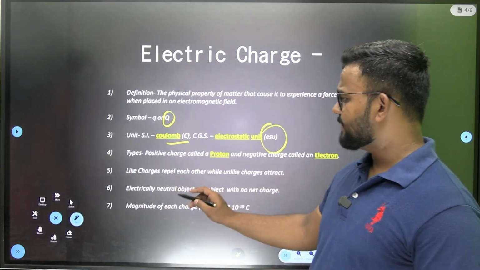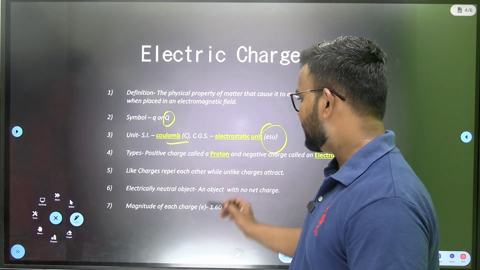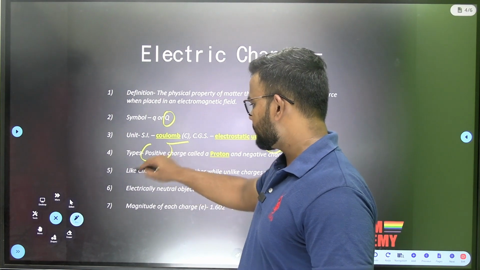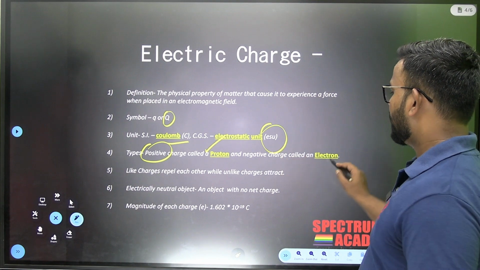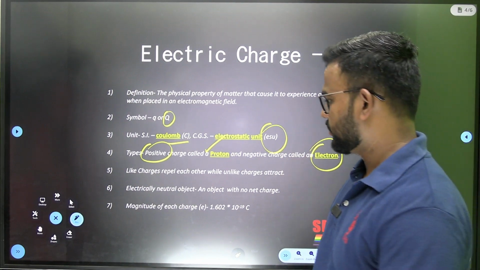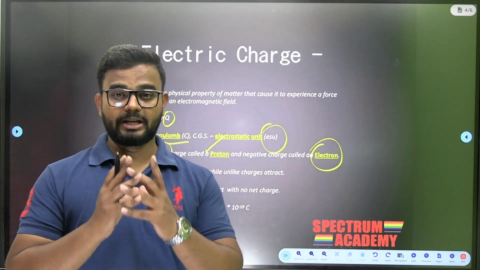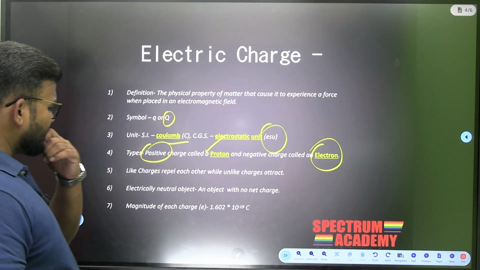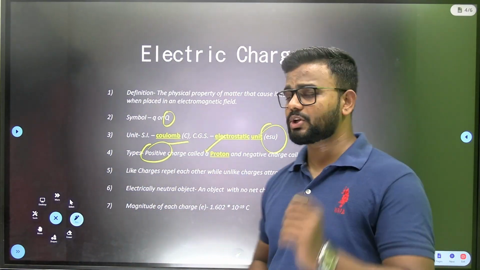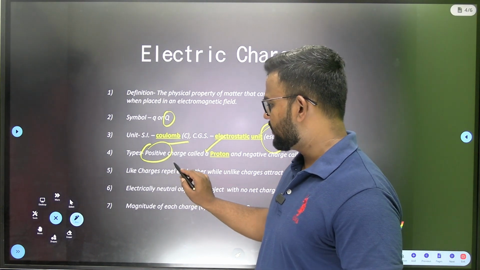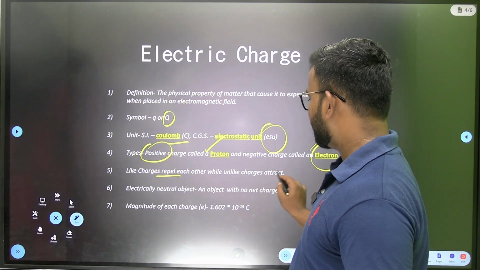Now types. Electric charges are of two types, as I said earlier. Electric charge can be a positive type, which is termed as proton, and it can be a negative, which is termed as an electron. So these are the two types of electric charges: positive proton and negative electron. Now there's one important property of electric charges, that is, like charges will always repel each other. On the other hand, unlike charges will always attract.